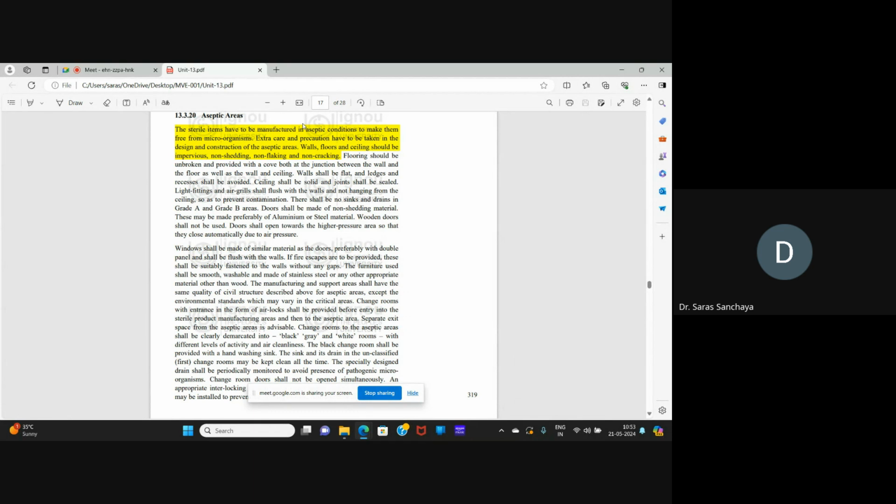Walls, floors, and ceiling should be impervious, non-shedding, non-flaking, and non-cracking. Flooring should be unbroken and provided with a curve both at the junction between the wall and the floor as well as the wall and the ceiling. Walls shall be flat and ledges and recesses shall be avoided. Ceiling should be solid and joints shall be sealed. Light fittings and air grills shall be flush with the walls and not hanging from the ceiling so as to prevent contamination.